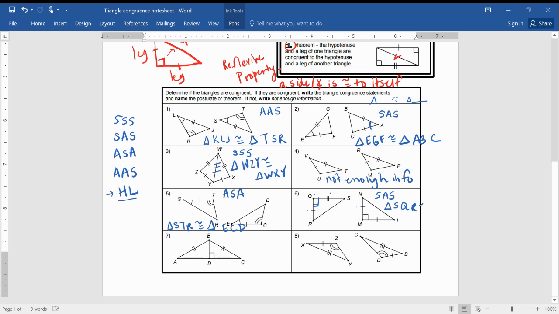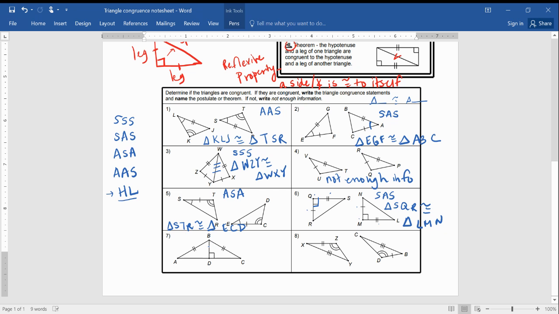So SQR could be congruent to, we'd have to say LMN. I made sure I put that right triangle in between those letters both times. So be really careful writing that congruence statement. You want to make sure you do it in the right order and that you're putting corresponding things together.